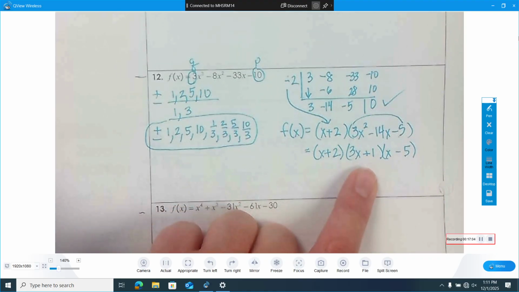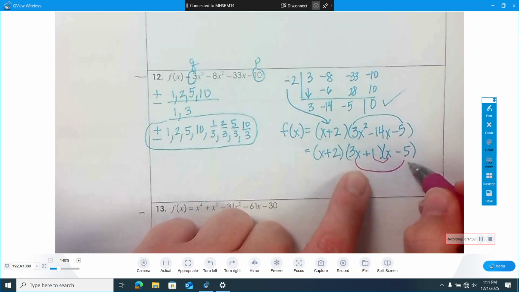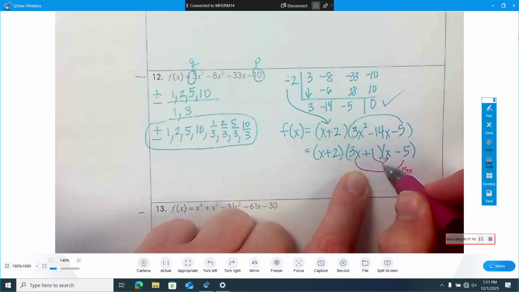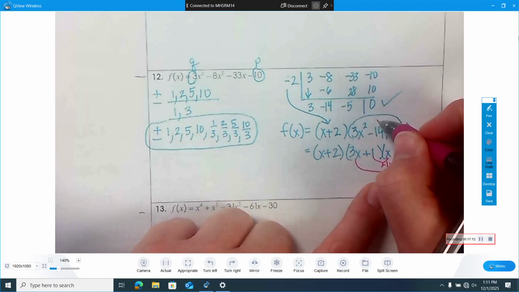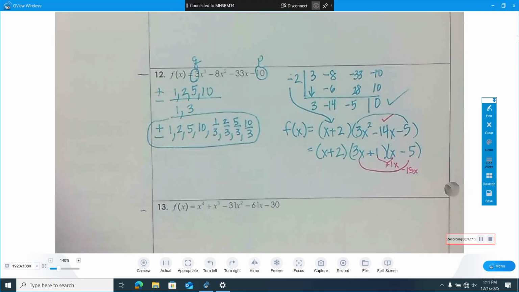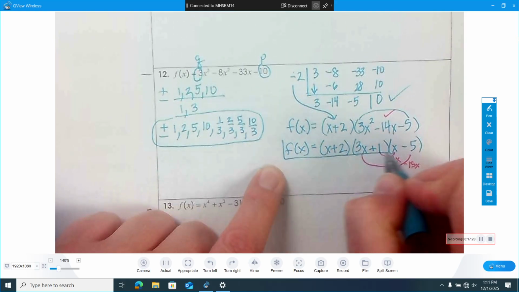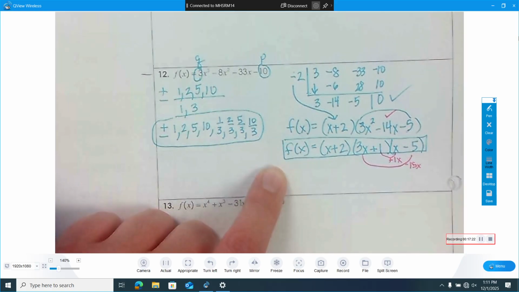How do you know if you did that right? Check the O and the I. So we have a -15x and a positive 1x, and that gets me that middle term, that -14. All right. So I know I did it right. Okay, so there is my totally factored polynomial right there, completely factored.